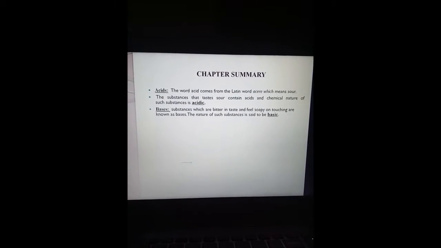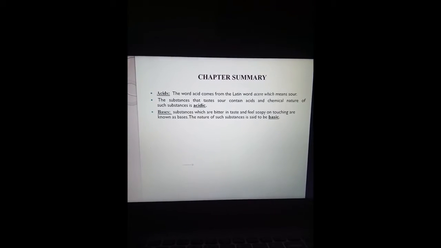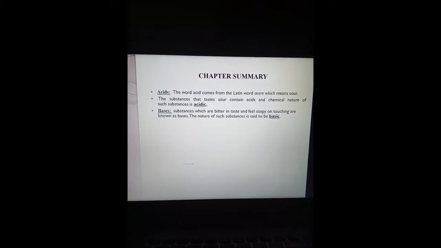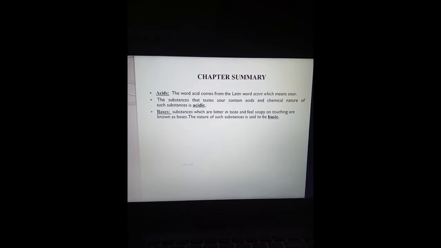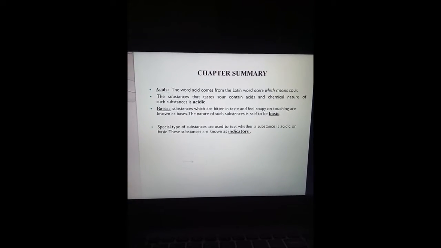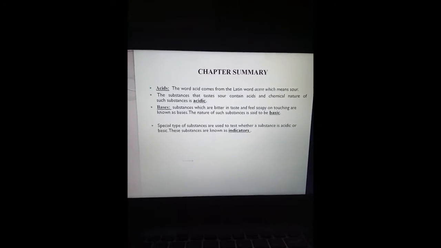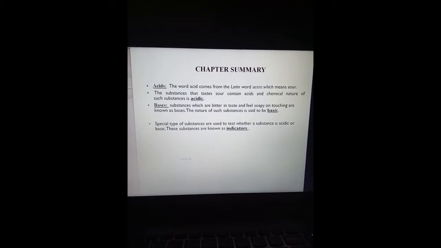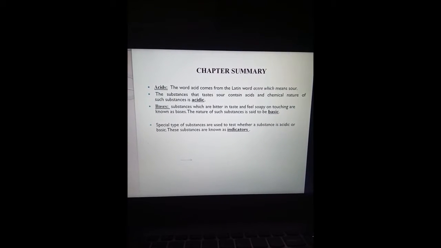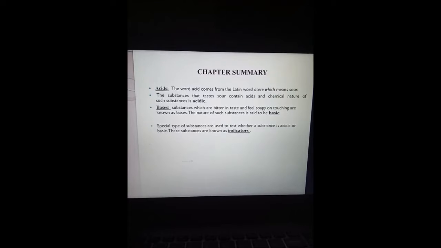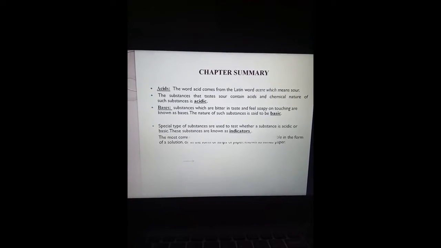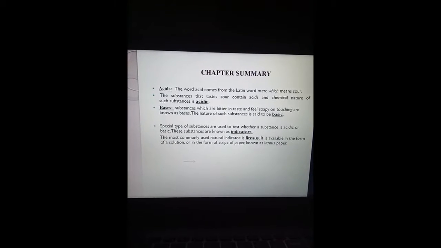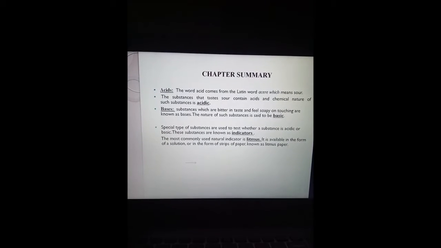Bases. Substances which are bitter in taste and feel soapy on touching are known as bases. The nature of such substances is said to be basic. Special types of substances are used to test whether a substance is acidic or basic. These substances are known as indicators. The most commonly used natural indicator is litmus.